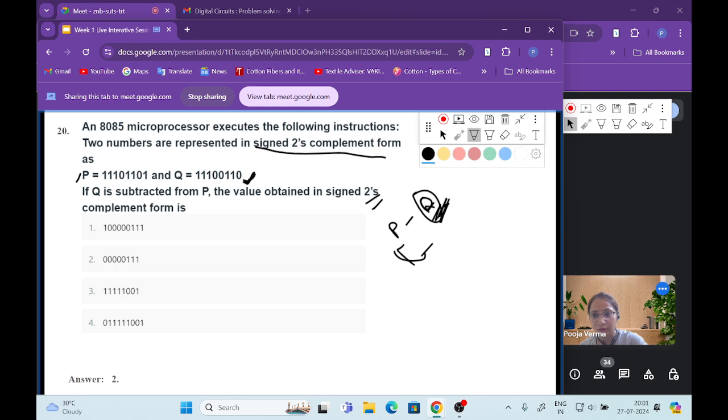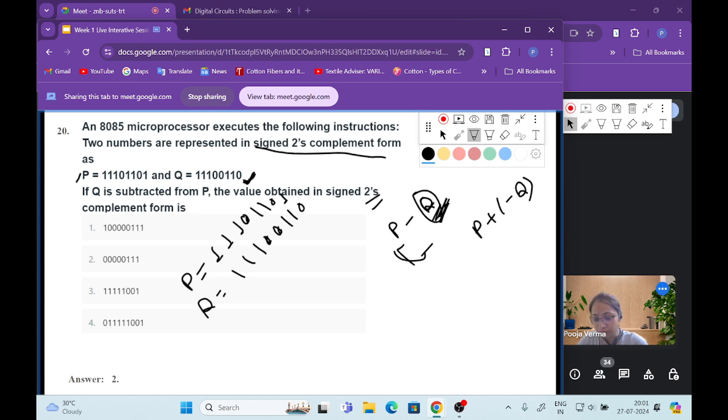You can also check directly, but I think you will not get the correct answer, so you have to match with the options. P is given as 1110111 and Q is given as 111000110. So what we need to perform is P plus minus of Q.